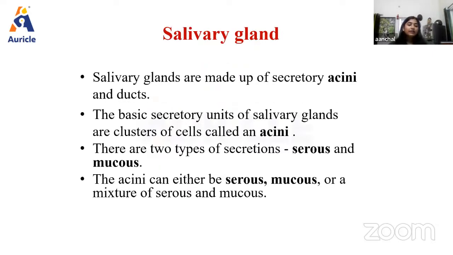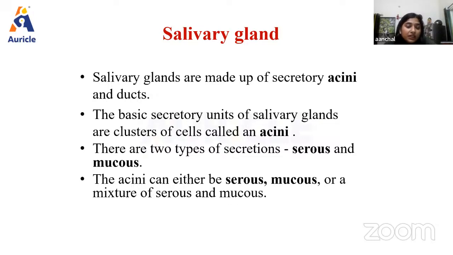Next, salivary glands are made up of two types of cells, basically. Whenever we see the cross-section of salivary glands, we see the acini cells and duct cells. So the salivary glands are made up of secretory acini and ducts. The basic secretory unit of a salivary gland is clusters of cells that are known as acini.